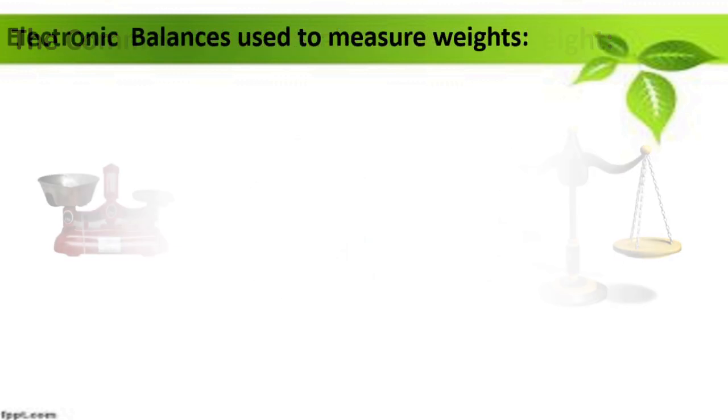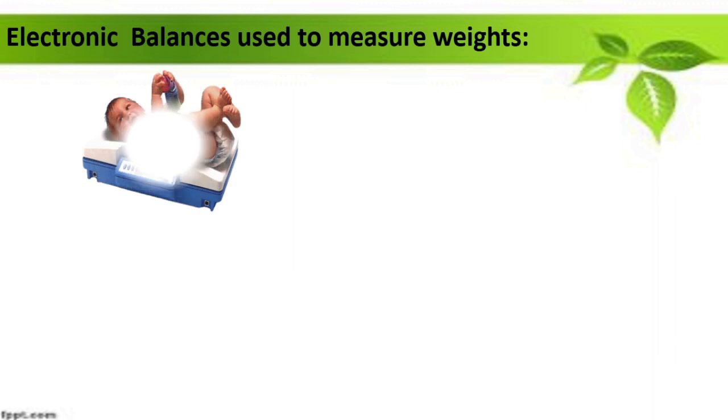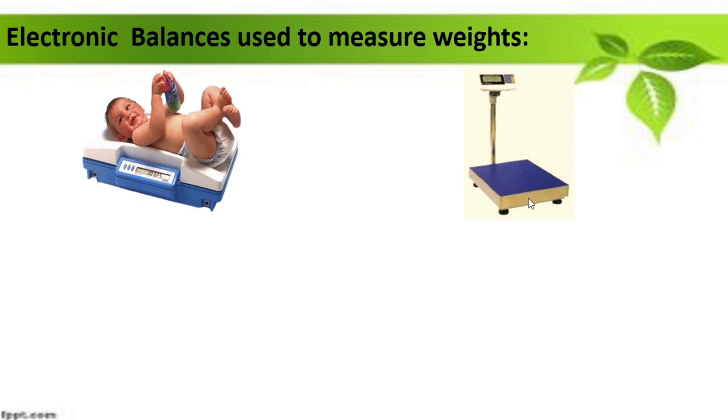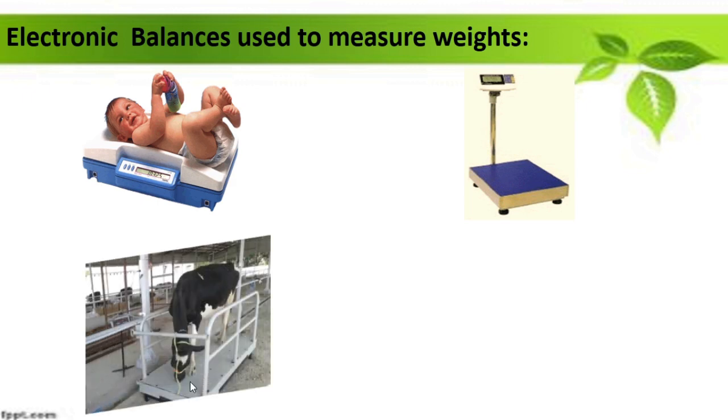Next, electronic balances used to measure weights. See, this is the electronic balance to measure the weight of a baby. Okay, and here this is also an electronic balance to measure heavy weights equal to or more than 1000 kgs. An electronic balance used to measure the weight of animals. Here you can see a plate like structure. On that, when an animal stands, we get the proper weight of this animal.